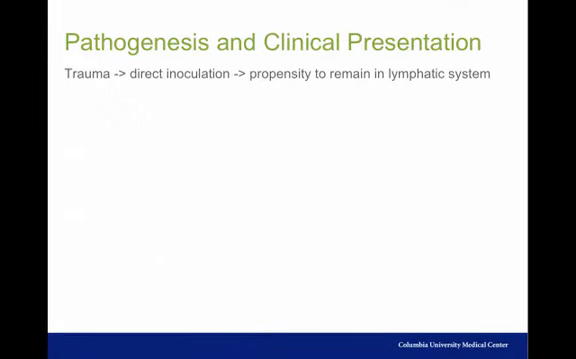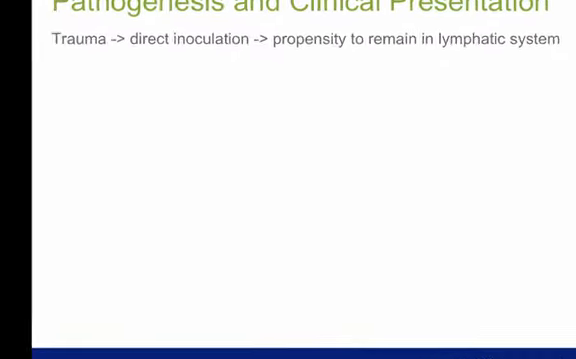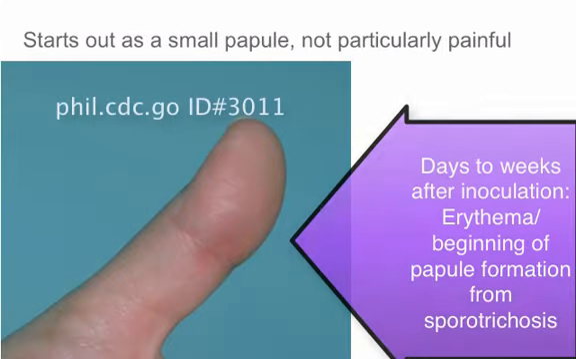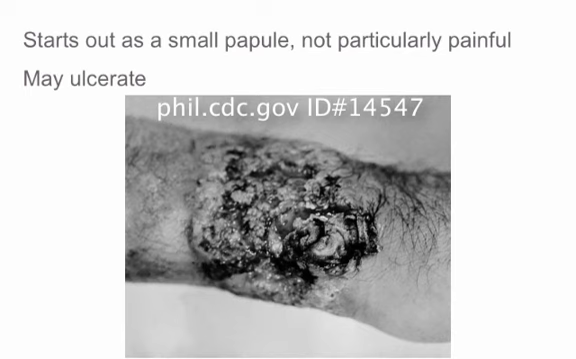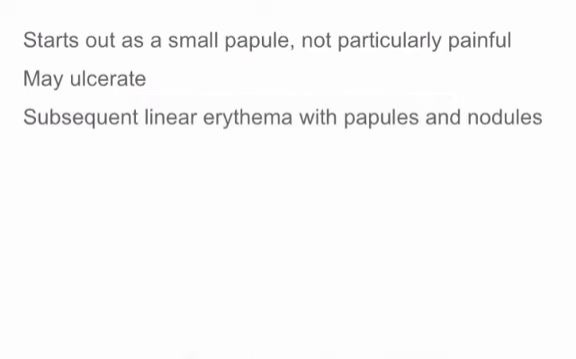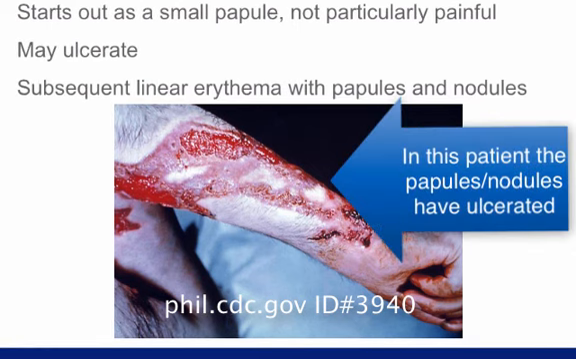Sporothrix gain access to the subcutaneous tissue following some traumatic inoculation. With the rose handler, the skin is pierced by a thorn, and the conidia then have direct access to the subcutaneous space. Once entered in the body, they have a high propensity to remain in the lymphatic system. Clinically, a small papule appears days or weeks after the initial inoculation. It may ulcerate, but this process does not tend to be painful. As the organisms travel through the lymphatic channels, subsequent linear erythema and a linear distribution of papules and nodules may appear more proximal on the affected limb.